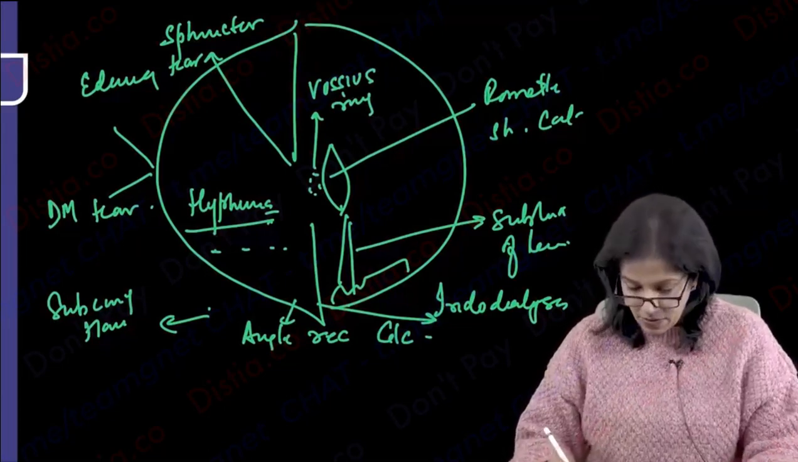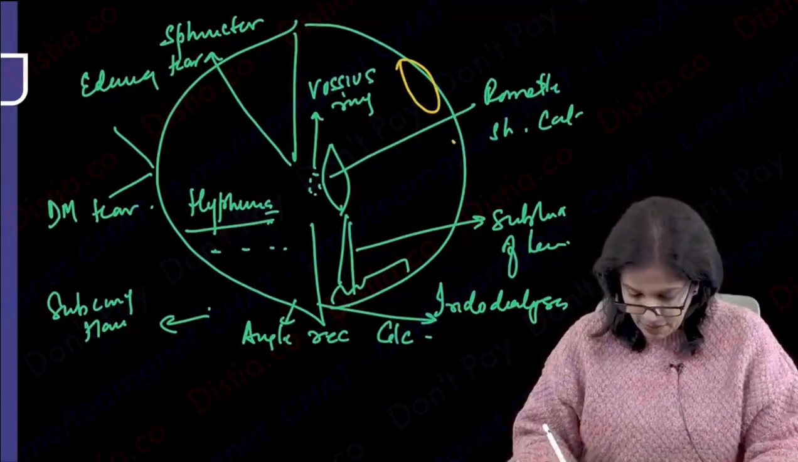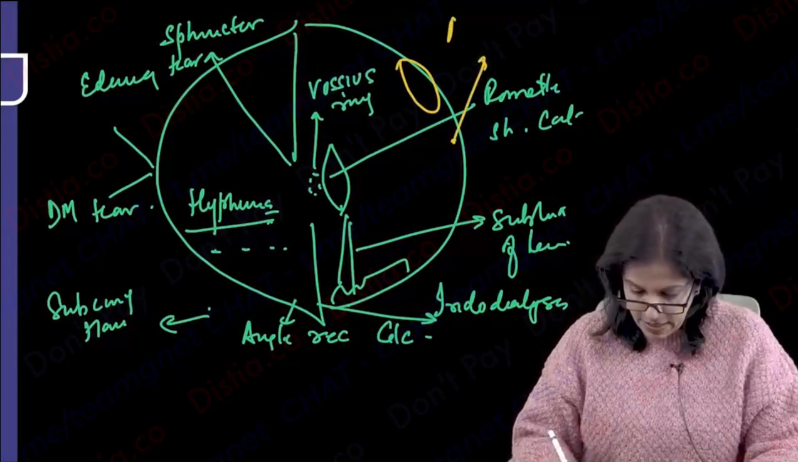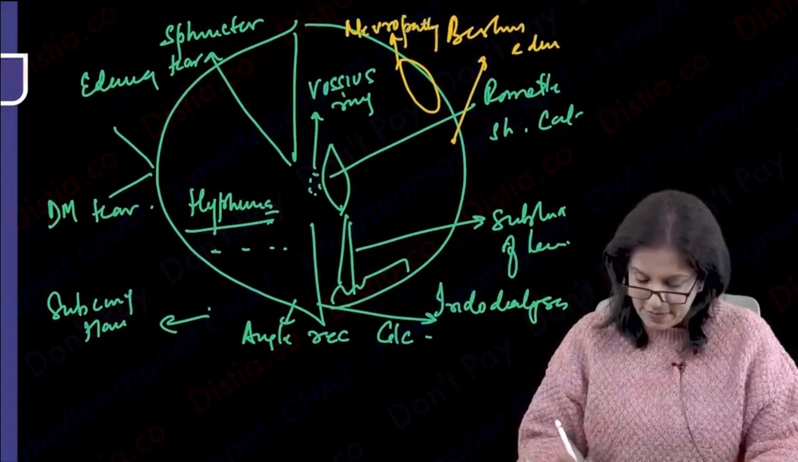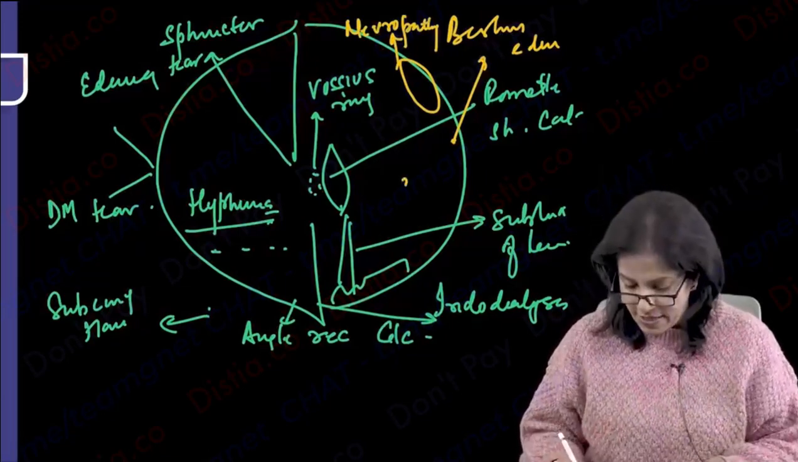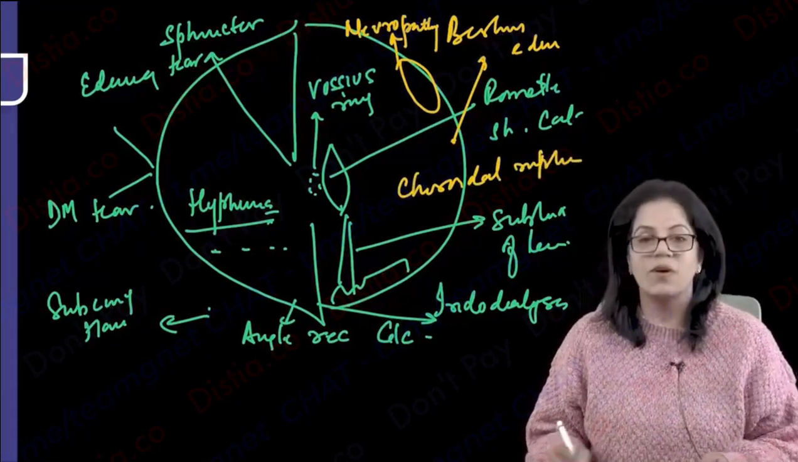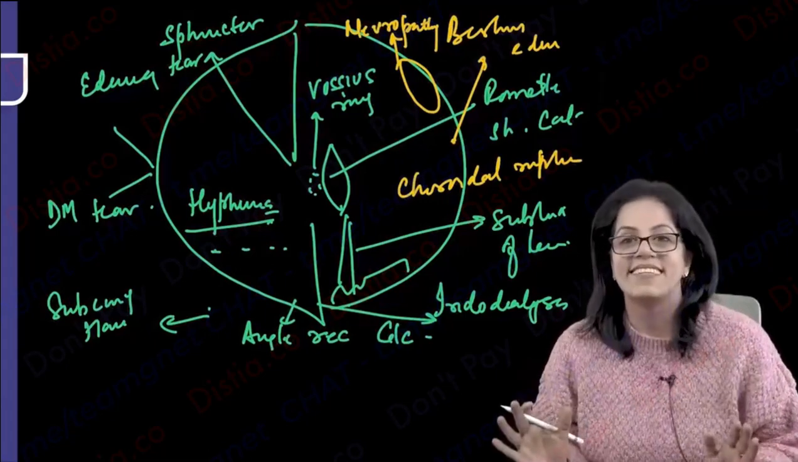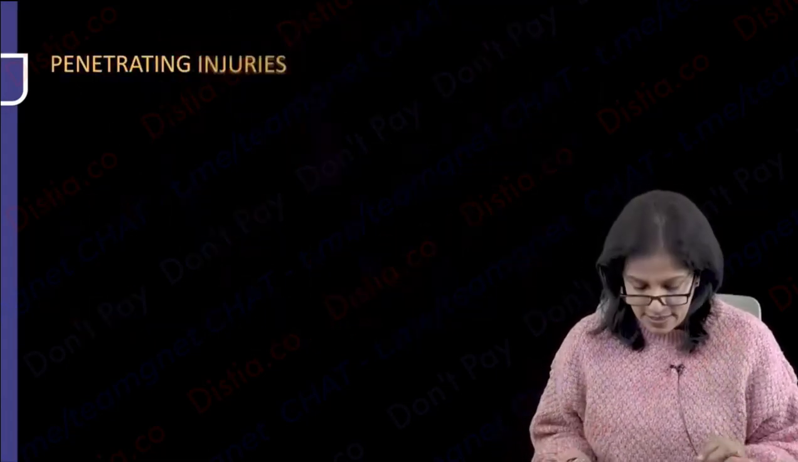Then we can talk about, if this is the optic disc, this is the fovea, so what you get here is Berlin's edema. We may also get a neuropathy, traumatic neuropathy, and also choroidal ruptures. Lastly, choroidal ruptures. So if you just make one diagram, you know what are the features of blunt trauma. Life is simple. Let's talk about penetrating injuries.